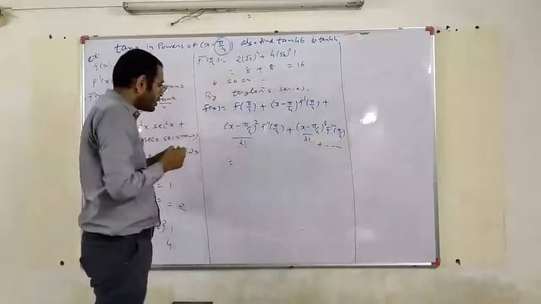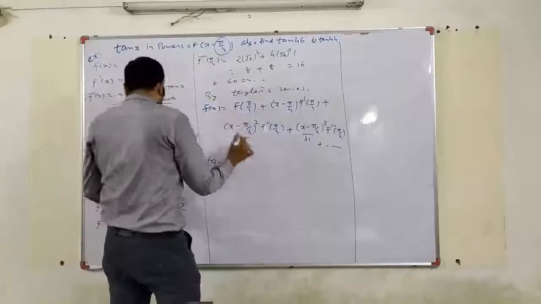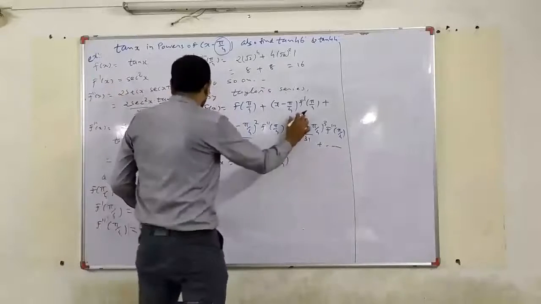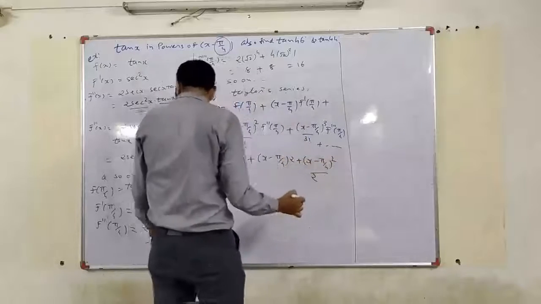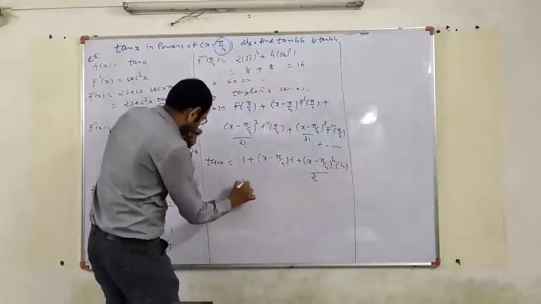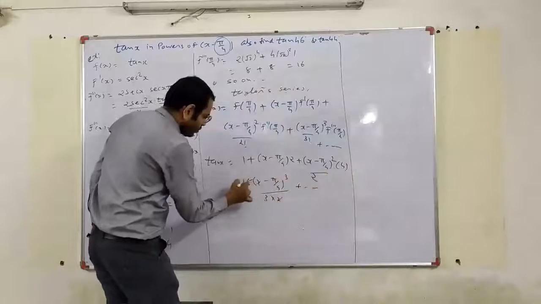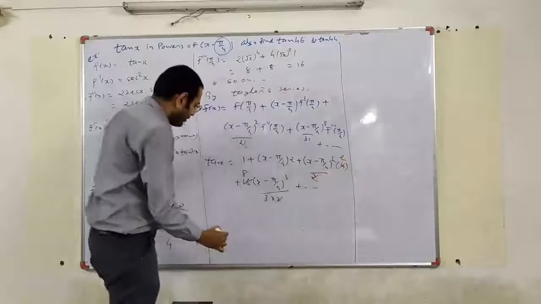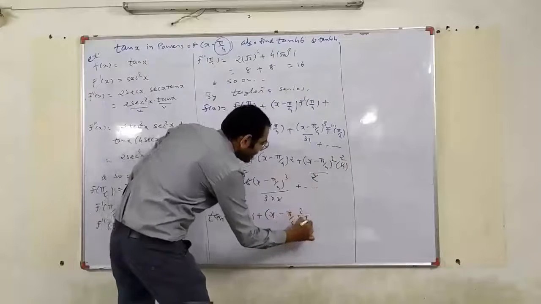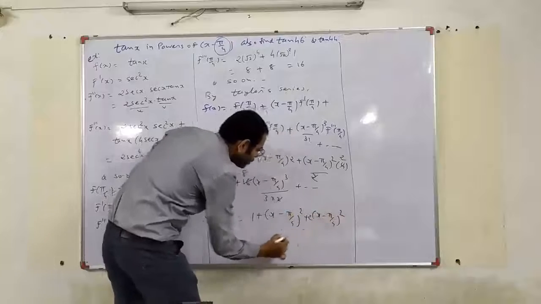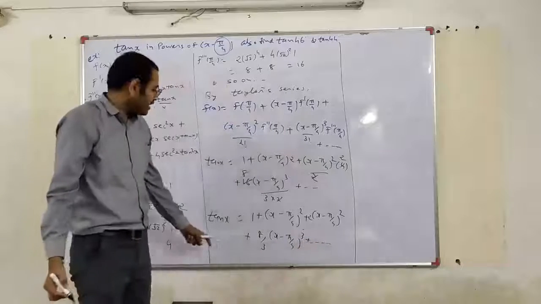Now substitute all the values in the Taylor series. That function is our tan x: f of pi by 4 is 1, f dash of pi by 4 is 2, then x minus pi by 4 whole square by 2 factorial, that is 2, f double dash is 4, and f triple dash is 16, x minus pi by 4 raised to 3 by 3 2s are 6, and so on. Then we get the Taylor series of tan x: 1 plus 2 into x minus pi by 4, plus x minus pi by 4 whole square into 2, plus 8 by 3 x minus pi by 4 raised to 3, and so on. Here we get the Taylor series.